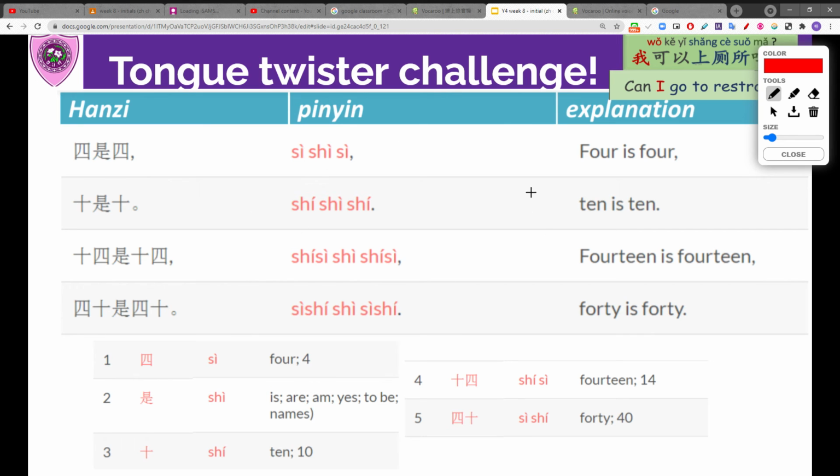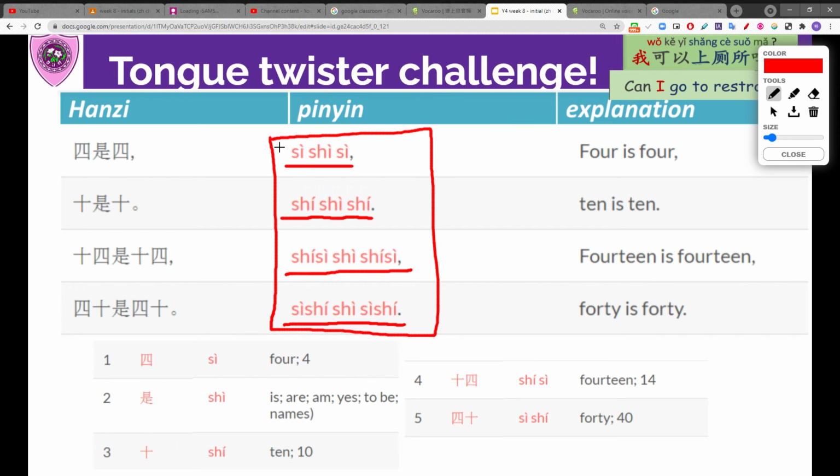these 5 words. Okay, so let's try to read it very slowly the first time. Okay, let's read it very slowly. 4是4，10是10。14是14。40是40。Okay, so this is the tongue twister.